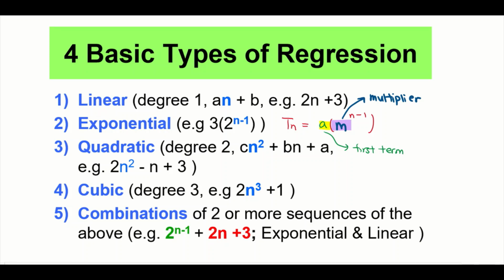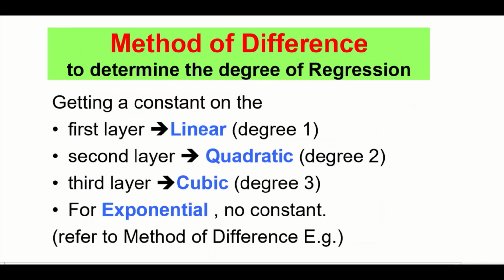In this video, we'll be learning about the second type of regression called exponential regression. The general term for exponential regression is A, which stands for first term, times m, the multiplier, to the power of n minus 1. For exponential regression, there is actually no constant available. Instead, there is always a multiplier m. That means from the first term to the second term, we'll multiply by a number m.